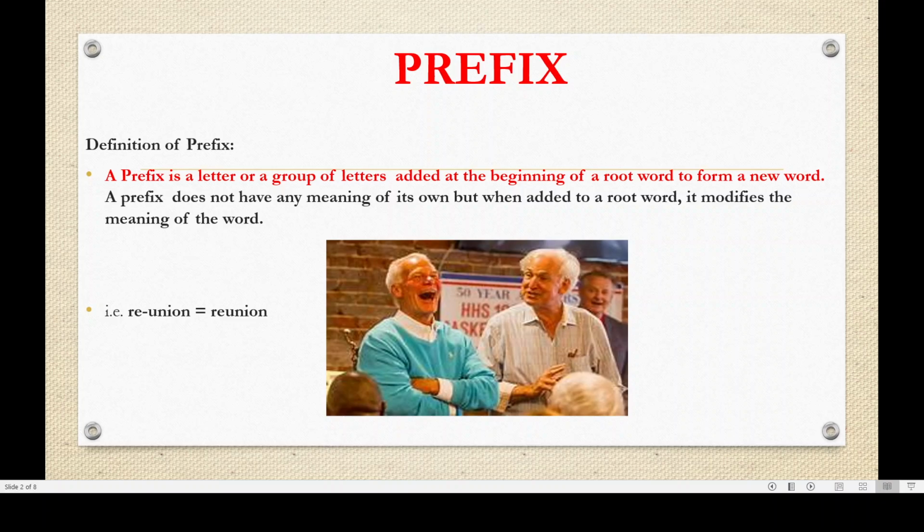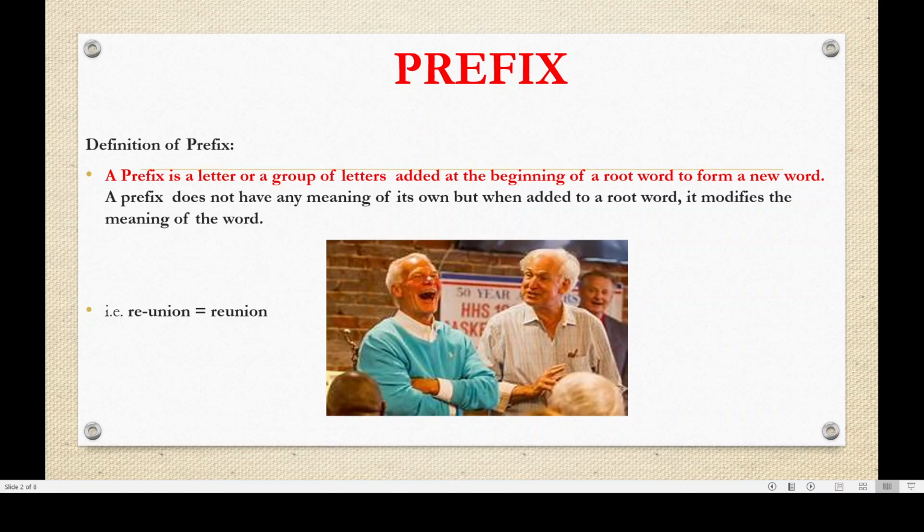Let us see the definition of prefix. The title itself is very clear. Pre means before, and fix means add. When we add a letter or a few letters to a base word, it is known as a prefix. A prefix is a letter or a group of letters added at the beginning of a root word to form a new word.